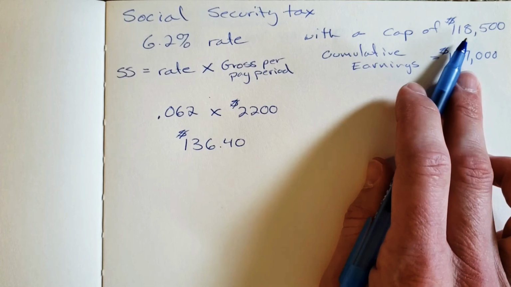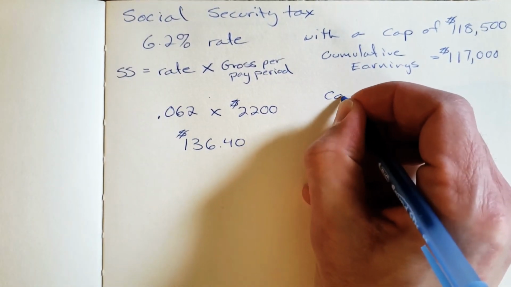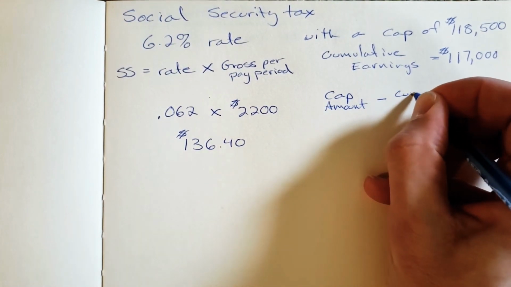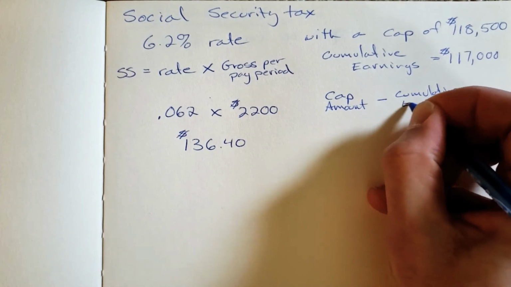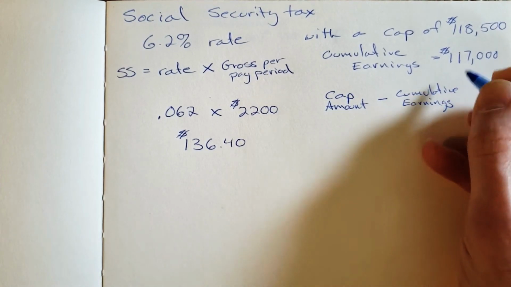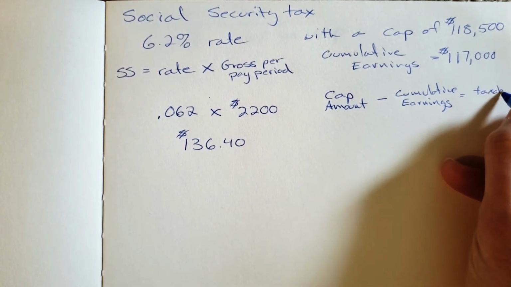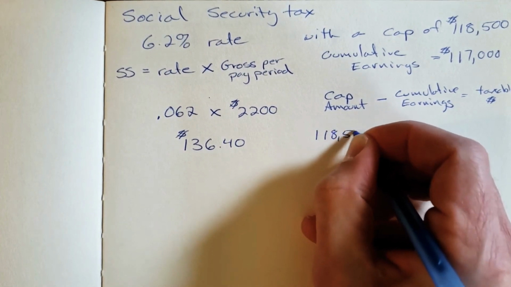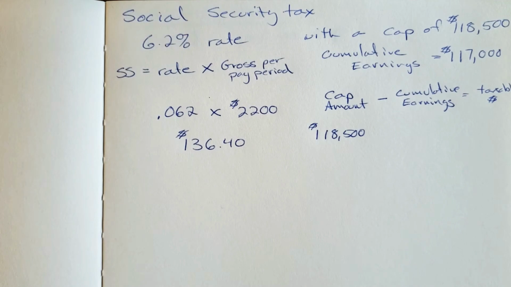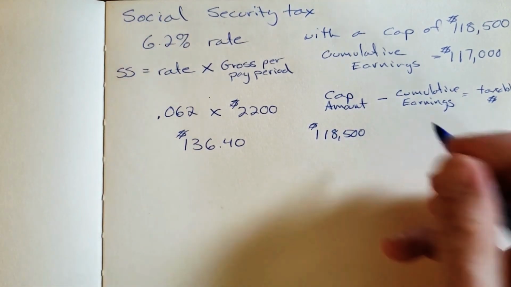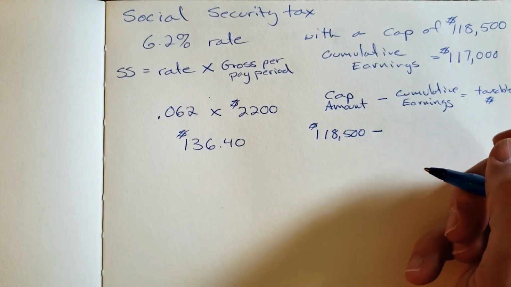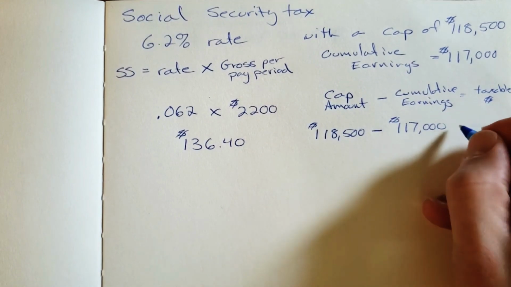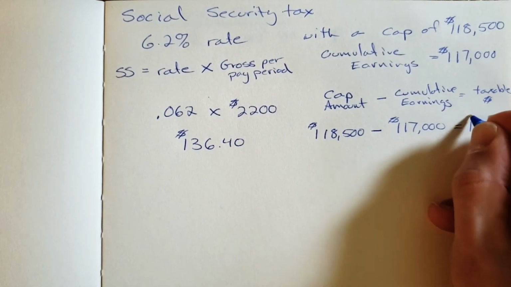So the way that you figure this out is, if it's close, you take the cap amount and subtract the cumulative earnings. And that will give you your taxable money. So the cap amount here, $118,500, and this amount changes depending on the year, but let's just go with $118,500 for now, minus our cumulative gross, which is $117,000, and that gives you $1,500.